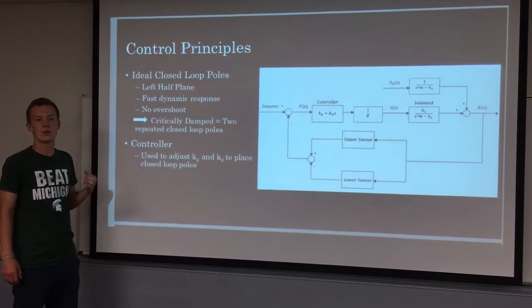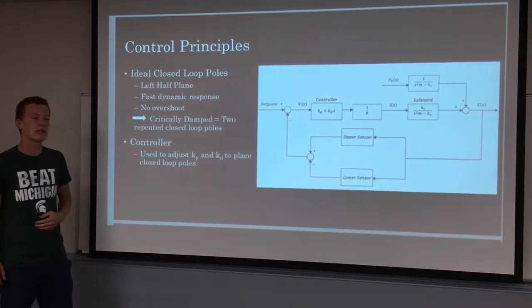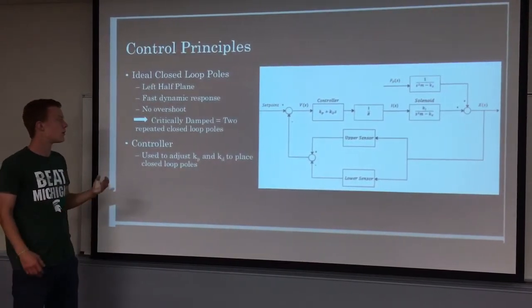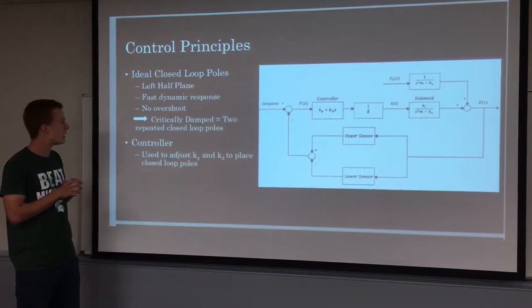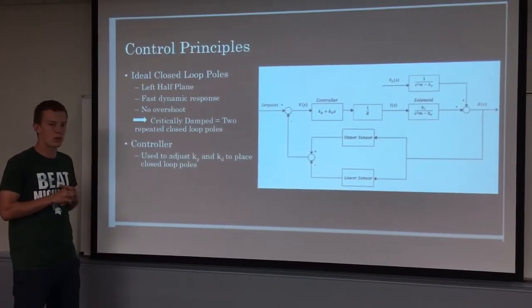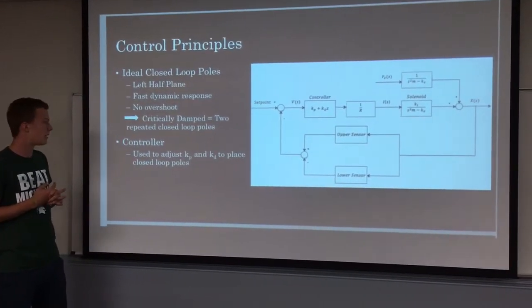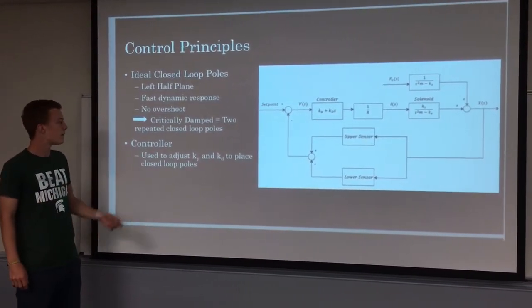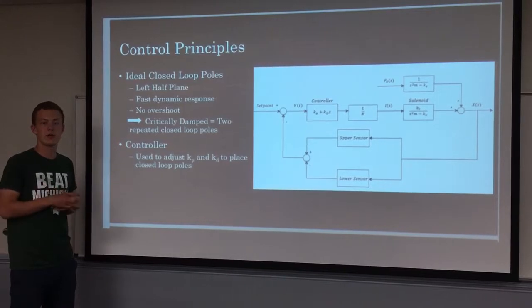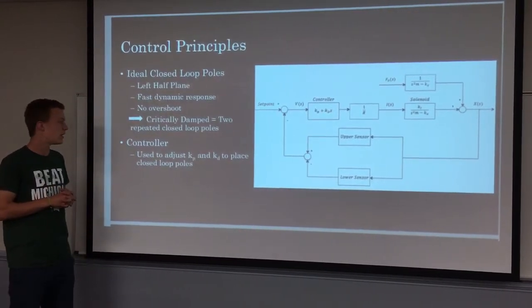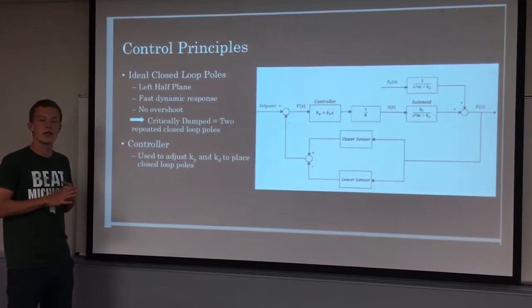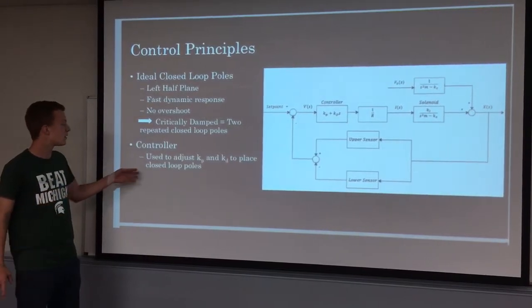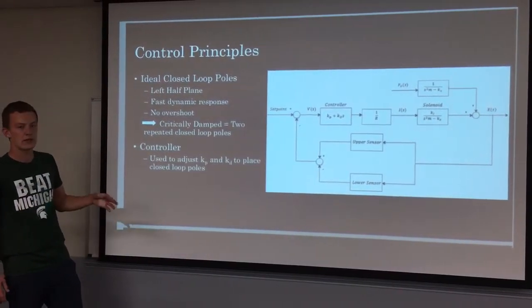That leads us to a critically damped response, which means that we will have two repeated closed loop poles in the left half plane. We use a controller to adjust Kp and Kd. We only have a PD controller to set the loops and place the closed loop poles in this plane.